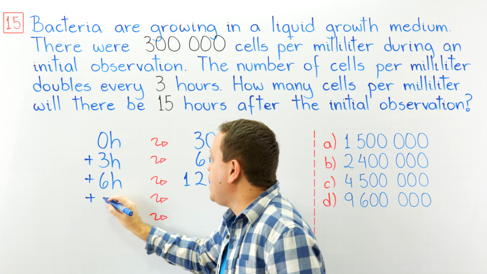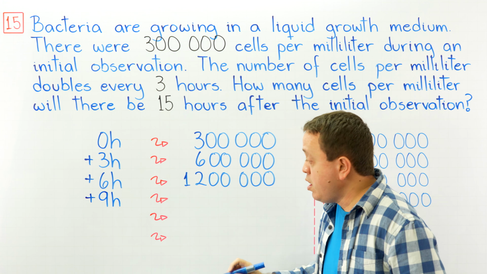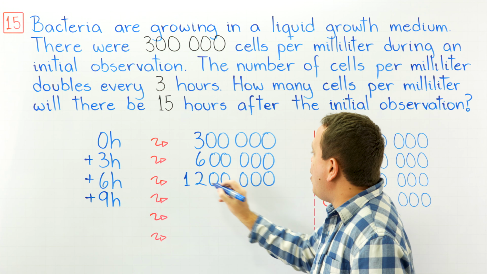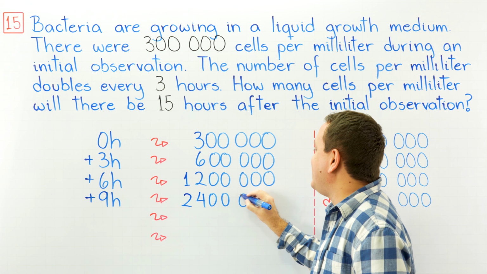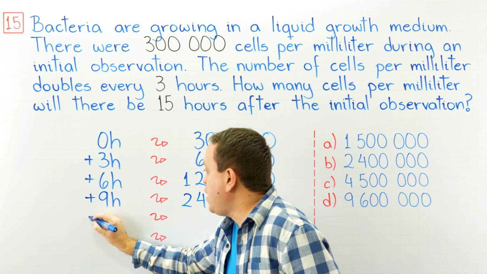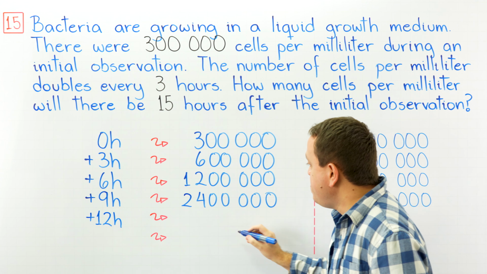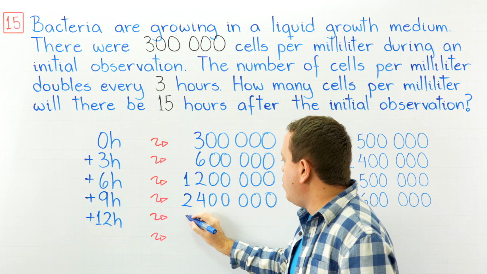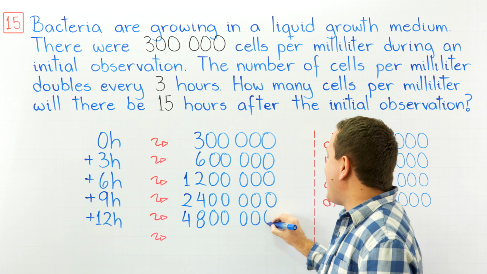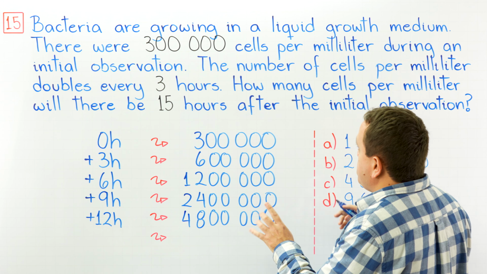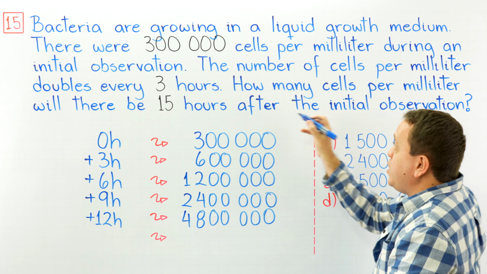So, if we add 3 more hours, or 9 hours after the initial observation, there will be the double of this number, or 2,400,000 cells per milliliter. And after 3 more hours, or 12 hours after the initial observation, there will be the double of this quantity, or 4,800,000 cells per milliliter.